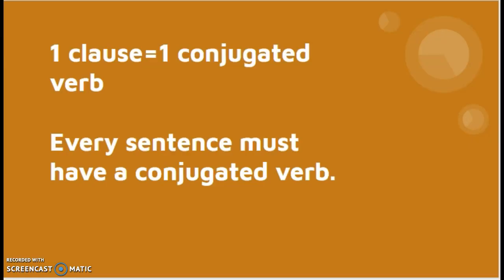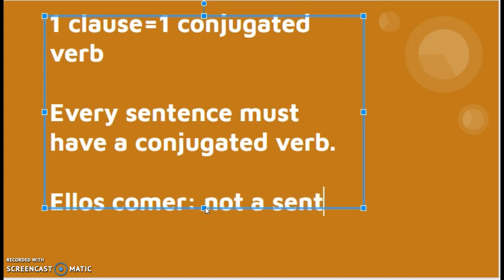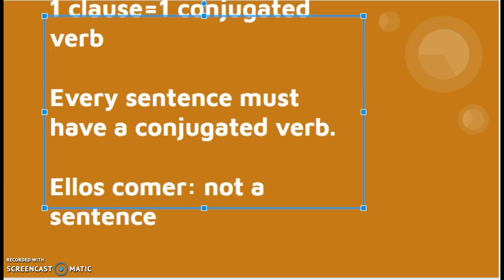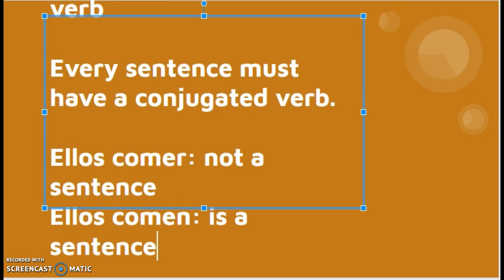Now I'm going to go over a few notes on what verb conjugations mean in general. So remember, we have to change the endings of a verb so that we know what the subject is. I also wanted to mention, in order to have a sentence, you have to have a conjugated verb. So for instance, if I were to write something along the lines of ellos comer, that is not a sentence because there's no conjugated verb in this case. However, if I were to write ellos comen, this is a sentence because I conjugated my verb.